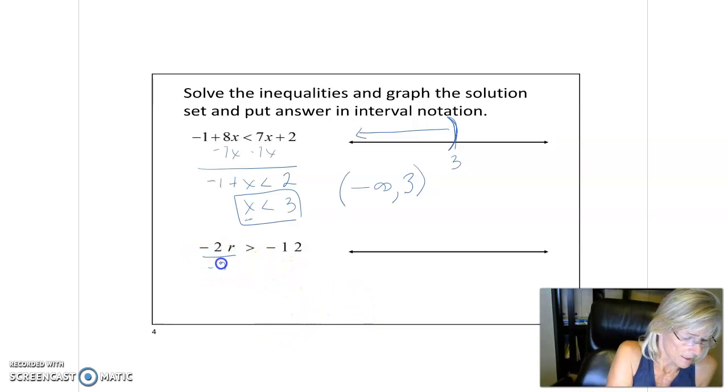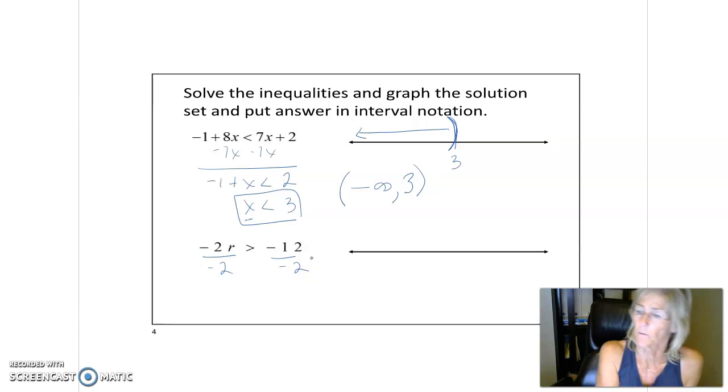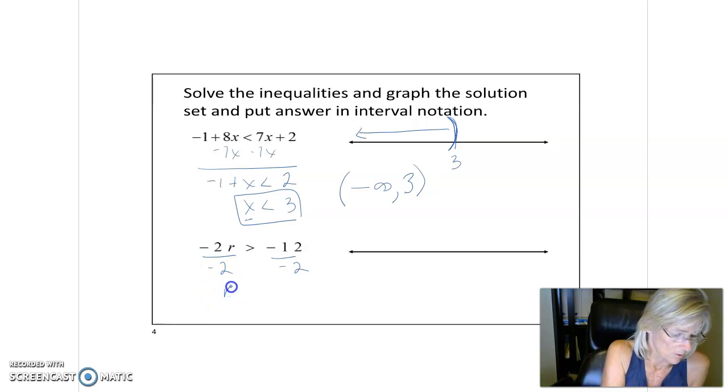Let's divide by -2. Okay, there's a thing that we have to watch for. Anytime we multiply or divide by a negative, we have to flip the inequality. So r, now instead of greater than, is less than 6.